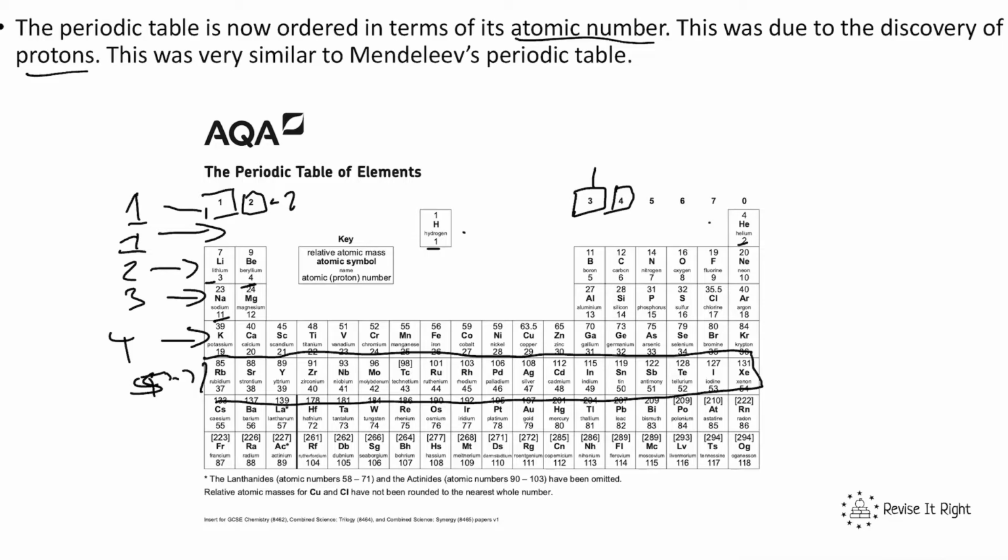So then we can pick out any element. So, for example, let's pick out boron. Now, we know boron is in period 2. So we know that boron is going to have 2 shells. And we know that it is in group 3. So we know that you're going to have 3 electrons in the outer shell. And we know it's got 2 shells, and therefore that will be the electronic structure of boron.